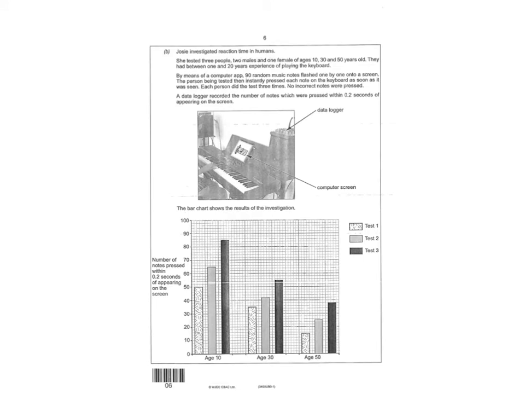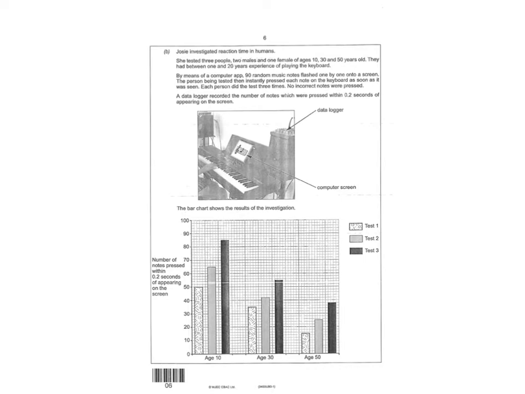Josie investigated reaction time in humans. She tested 3 people, 2 males and 1 female, ages 10, 30 and 50 years old. They had between 1 and 20 years experience of playing the keyboard. By means of a computer app, 90 random music notes flashed one by one onto a screen. The person being tested then instantly pressed each note on the keyboard as soon as it was seen. Each person did the test 3 times. No incorrect notes were pressed. A data log recorded the number of notes which were pressed within 0.2 seconds of appearing on the screen.